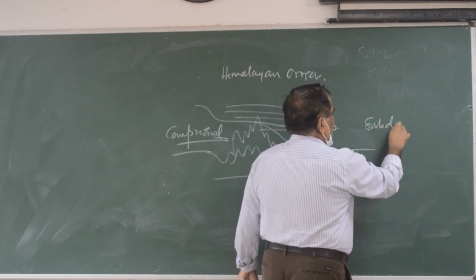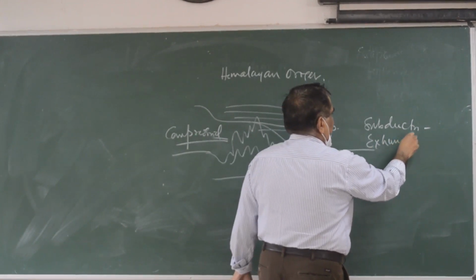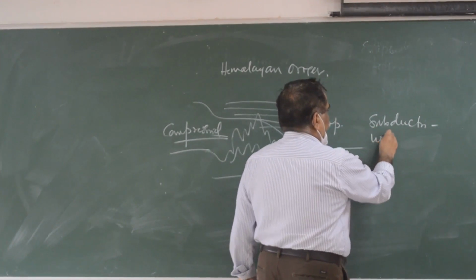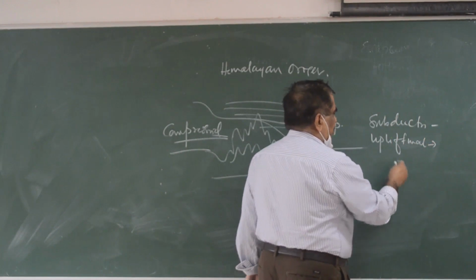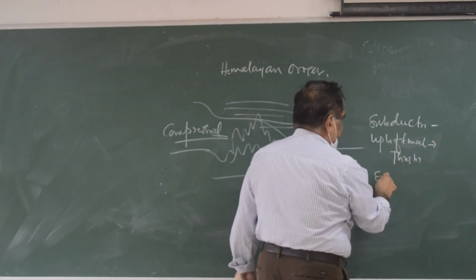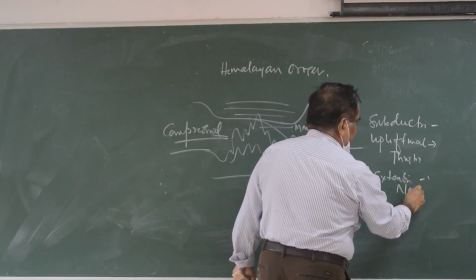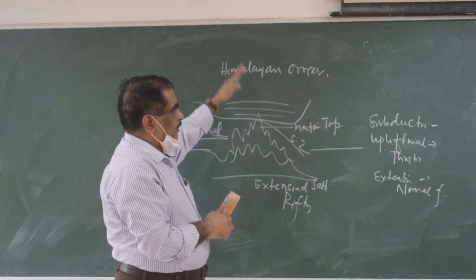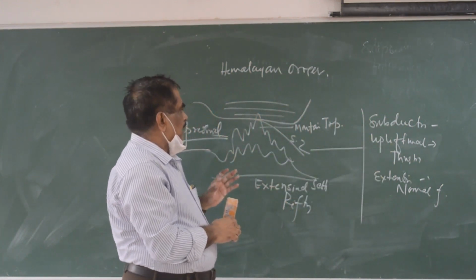Subduction followed by exhumation or upliftment. Subduction followed by upliftment by thrusting. Then once they come up, the extension again takes place by normal faulting. So rocks are exposed on the river. So this is a different type of process, a subduction, exhumation phenomenon.